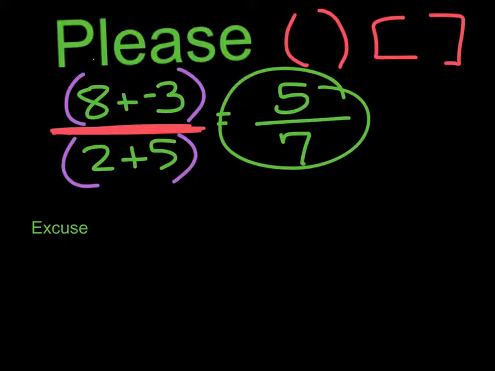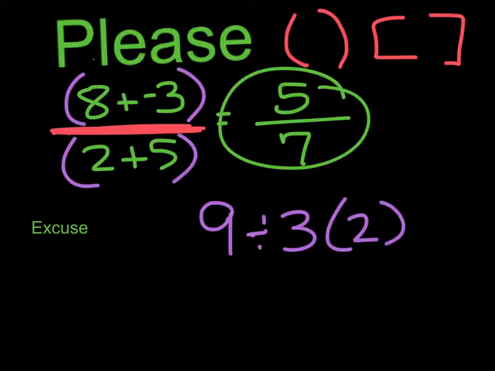And I do want to talk about one more thing before I go on to the excuse. Sometimes people see parentheses, and it's not necessarily a parentheses in this case. So for example, if I had 9 divided by 3 times 2. Some people see that parentheses and think, oh, I got to do that first. But look, there is nothing inside of that parentheses to do.